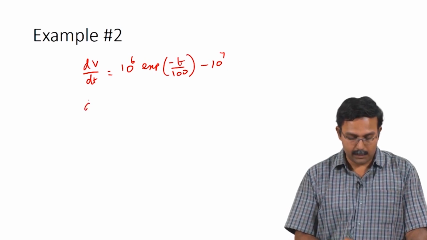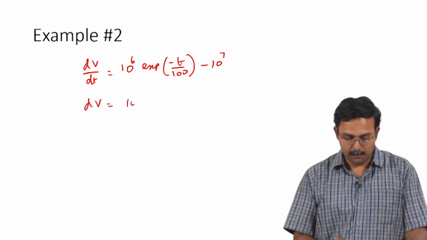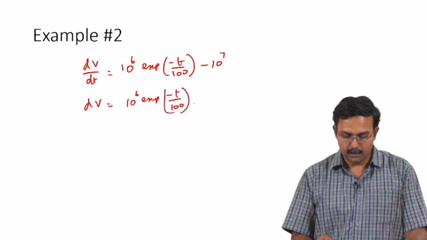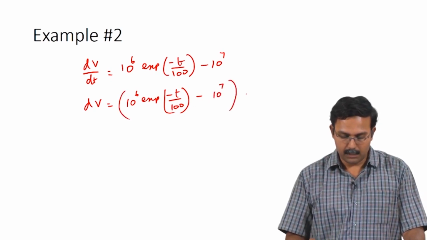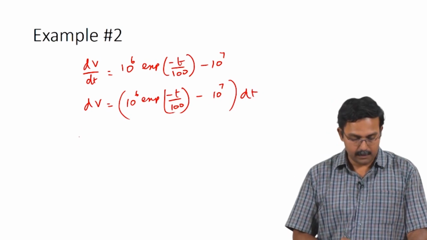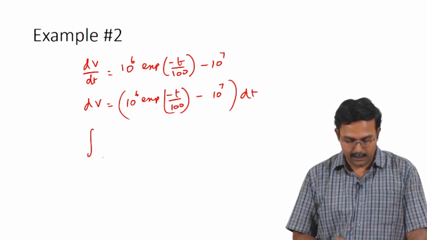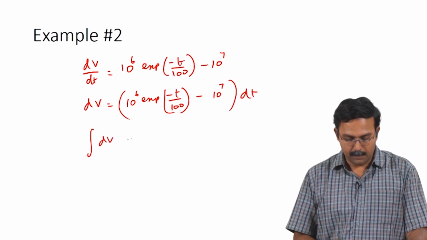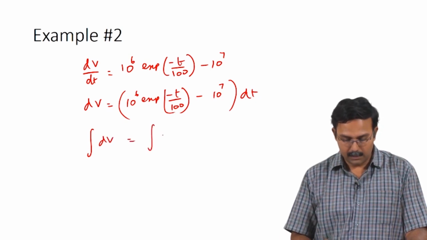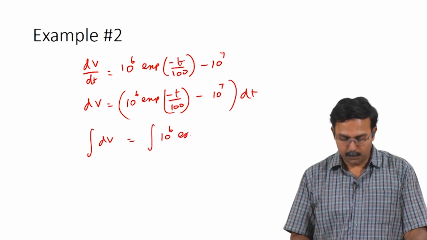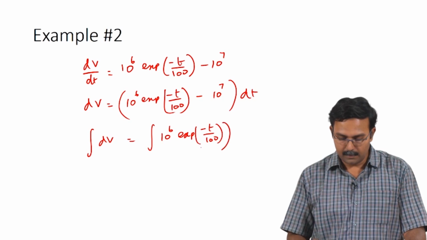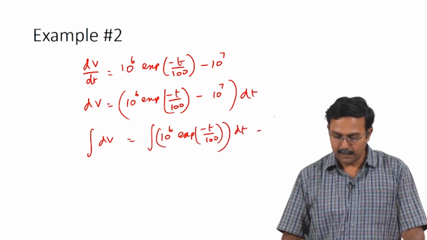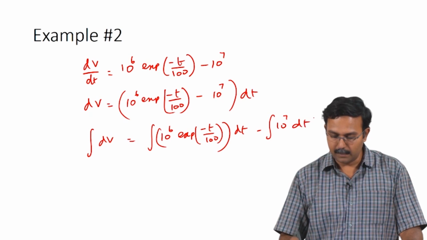Rearranging this equation, we would get dV equals (10^6 exponential of minus t by 100 minus 10^7) times dt. So, integrating this equation, we would get integral dV equals integral 10^6 exponential of minus t by 100 dt minus integral 10^7 dt.